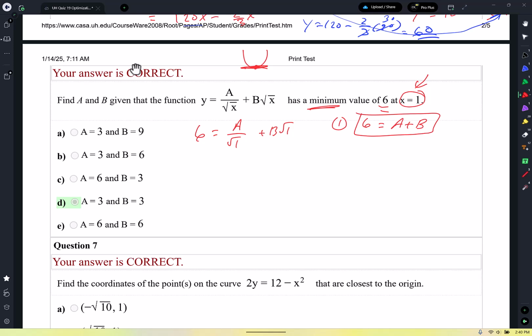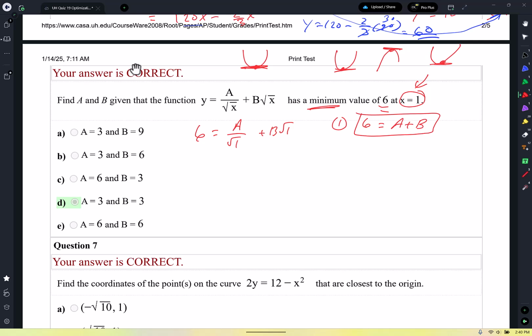Okay, I'll say it again. Guys, minimums and maximums happen not only when your horizontal tangent is 0, but they also happen when the derivative is undefined. Look, that's like a corner. So you set your derivative equal to either 0 or undefined. In this case, we're going to set it equal to 0.